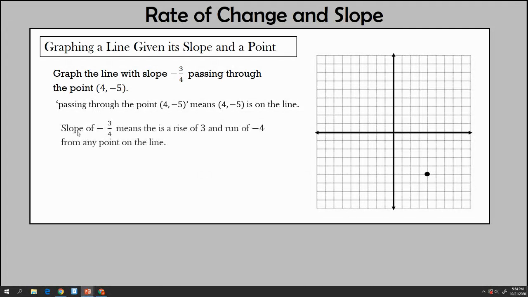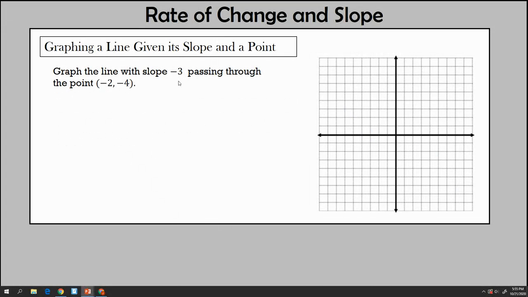Now we're going to use the slope. So a slope of -3/4 means that we got a rise of 3 and a run of -4. One of these two has to be negative, but not both. I usually go up and then to the left. Remember, a line with a negative slope goes down from left to right. So we're going to go from this point up 3, which is positive, to the left 4, which is negative. That's going to give me a -3/4 slope. There's my line with a negative slope.